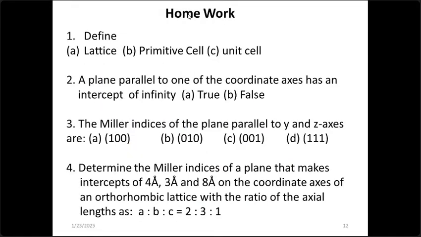I hope each one of us is able to appreciate how we have done this question without having a diagram; we just visualize and imagine how the plane is sitting. Then for homework, we could have given more examples, but I think that is left to you. Look at this homework. Define lattice. What is lattice? Define the primitive cell. Define unit cell. I think yesterday we defined unit cell.